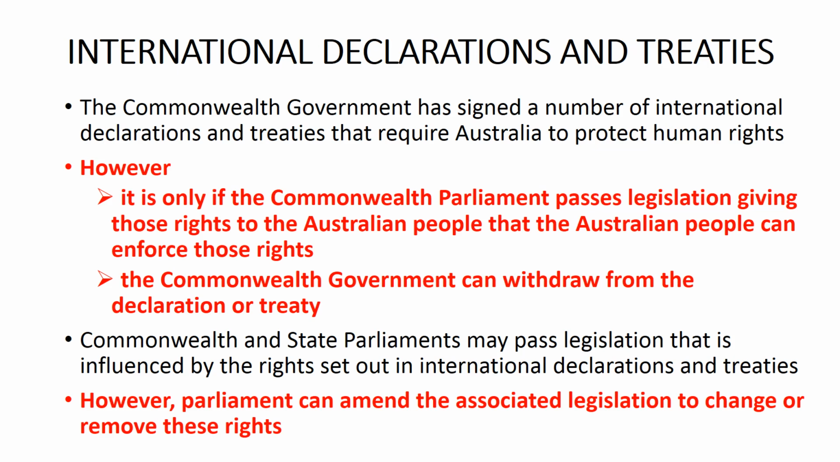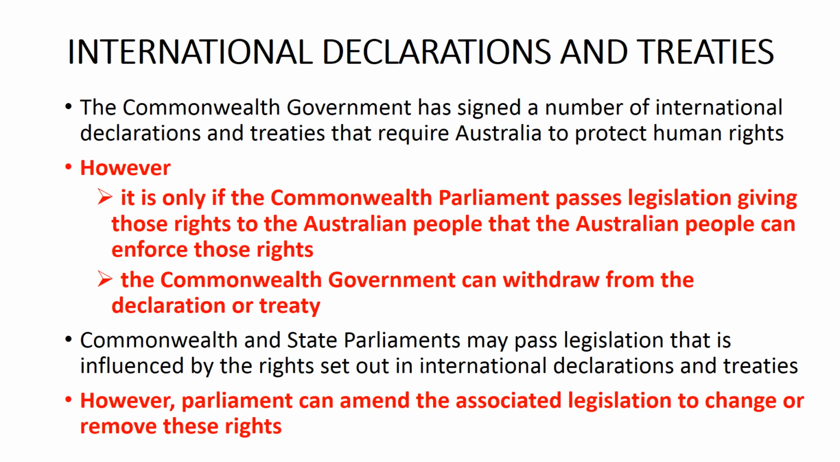In addition, even if the Commonwealth Government does sign a declaration or treaty, it can subsequently withdraw Australia from that declaration or treaty. In such a case, it's highly likely that the Commonwealth Government will then introduce into Parliament legislation to take away the rights that were created by that declaration or treaty.